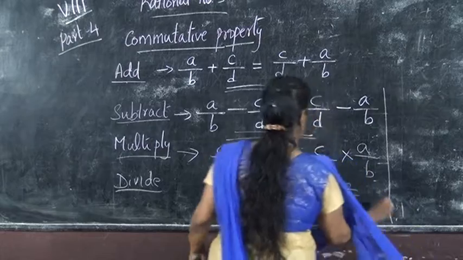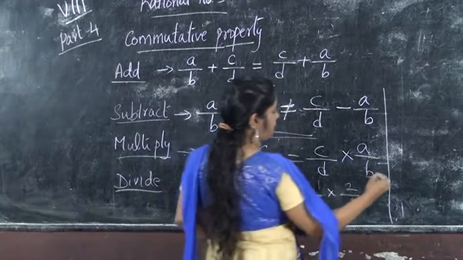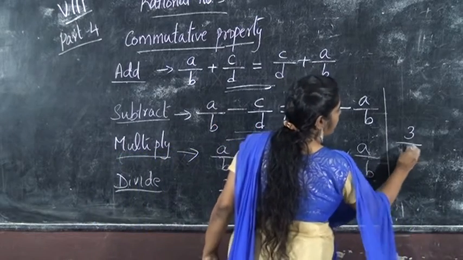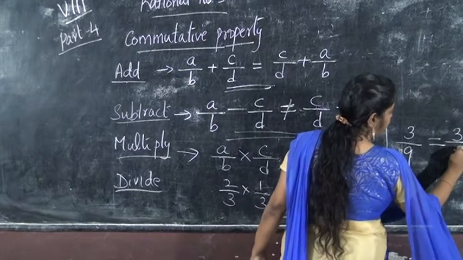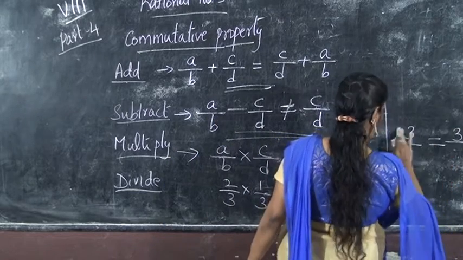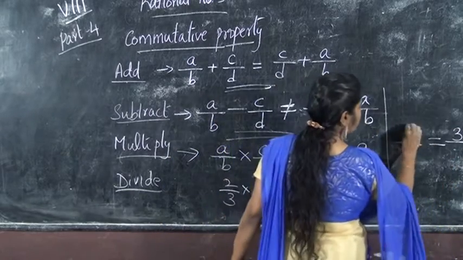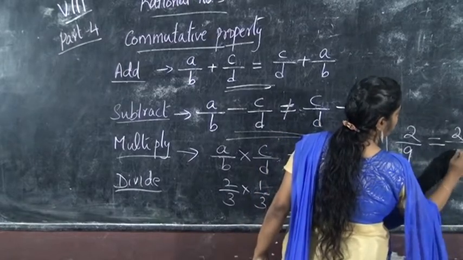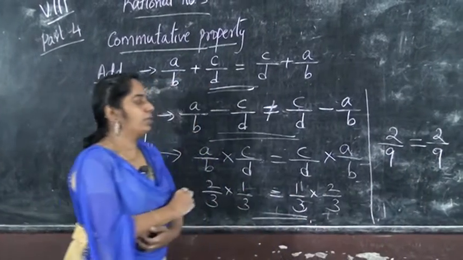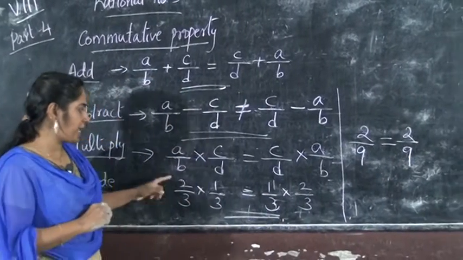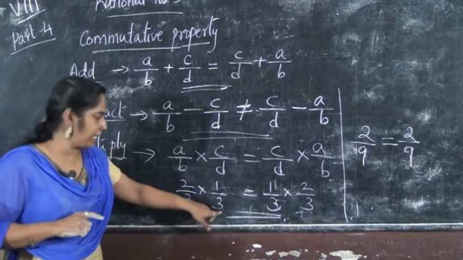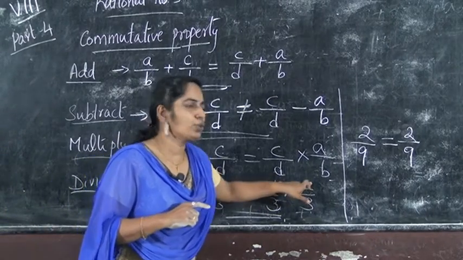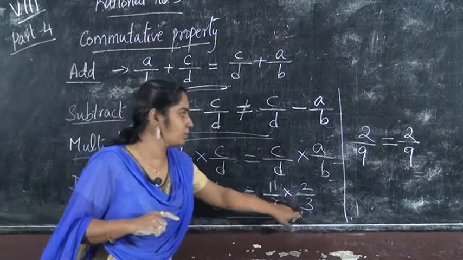So 2 by 3 into 1 by 3 is what? 3 by 9, isn't it? No, 2 by 9, isn't it? 2 into 1 is 2, and 3 into 3 is 9. So 2 by 9 is equal to 2 by 9. On the other side, 1 into 2 is 2, again 3 into 3 is 9.